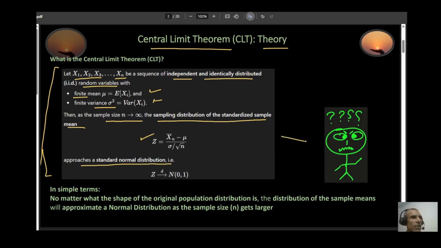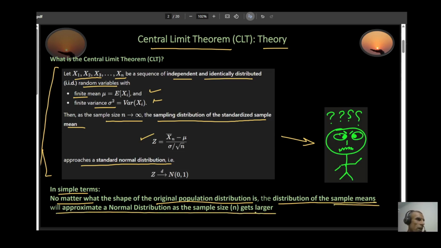And if you're feeling like this guy, it's okay. In this session, I will help you understand what exactly it means. In simpler terms, it means this: no matter what the shape of your original population distribution is, the distribution of the sample means will approximate a normal distribution as your sample gets larger and larger.